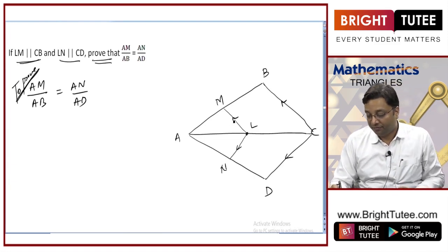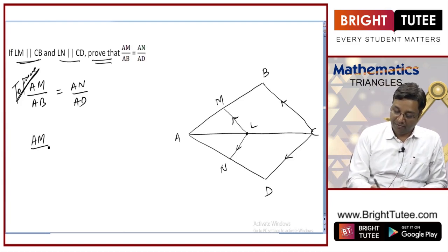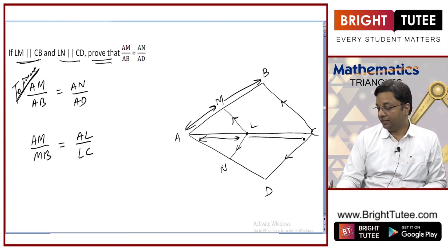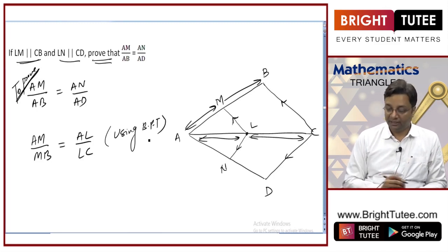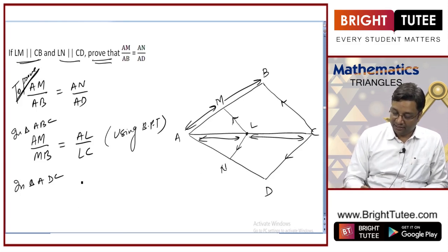So, by just looking at these two lines, that LM is parallel to CB, what we can say is that AM by MB is equal to AL by LC, this by this is equal to this by this, using BPT, right. Now, look at this triangle, this was in triangle ABC. Now, if I look in triangle ADC, line LN is parallel to CD. So, I can say AL by LC is equal to AN by ND.